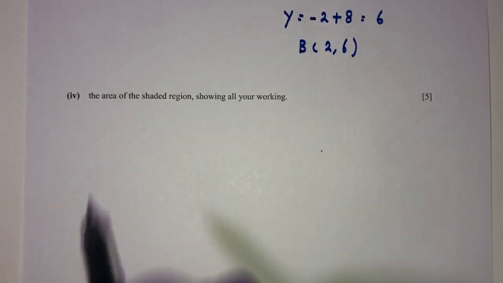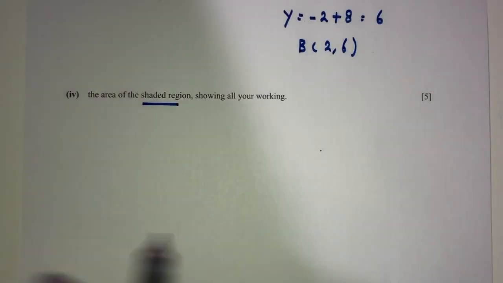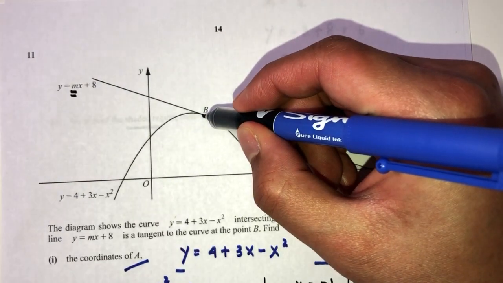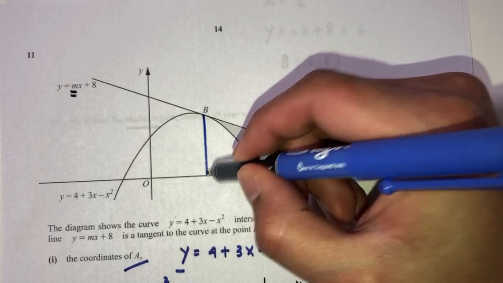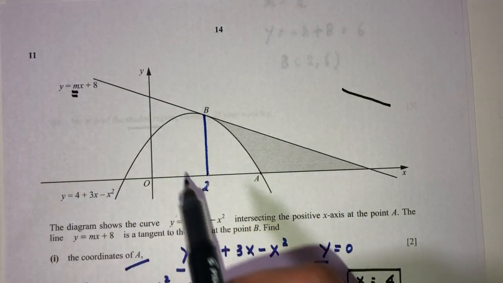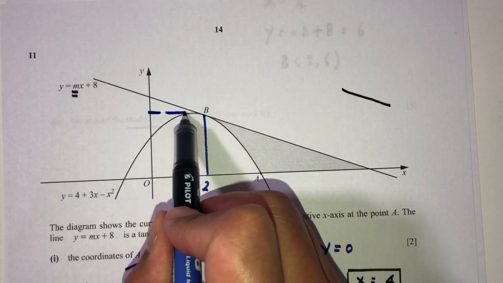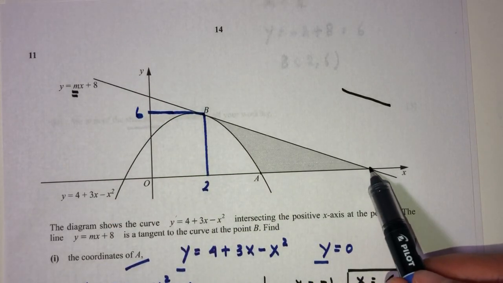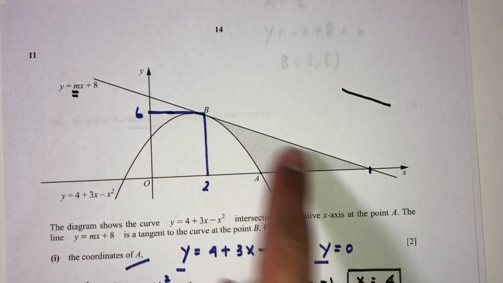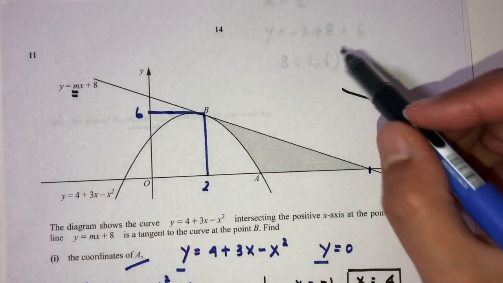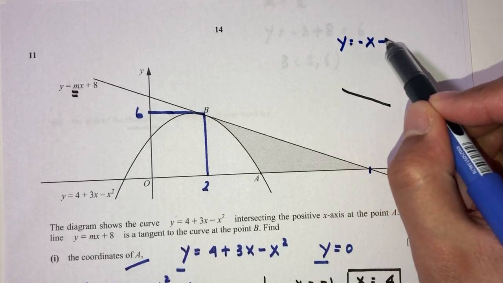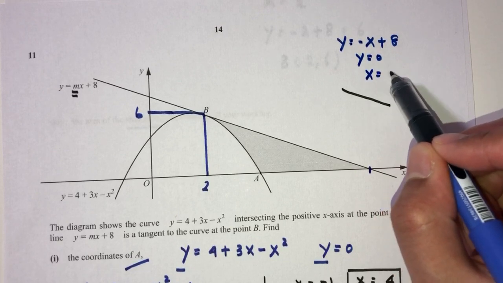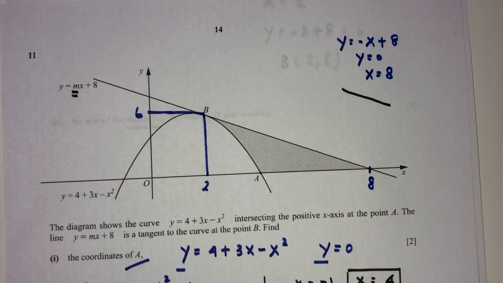Now for part 4, we have to find the area of the region. Now if you observe, we have this. So we can draw a line here. This is 2. This is 6, right? And what is this point? This is the point where this meets the x-axis. So let's do that. We have y equal to minus x plus 8. On the x-axis, y is 0, so x will be 8.